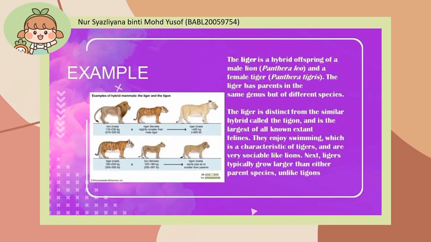The other example of species cross is liger. A liger is a hybrid offspring of a male lion and a female tiger. The liger has parents in the same genus but a different species. The liger is distinct from the similar hybrid called the tigon and is the largest of all extant felines. They enjoy swimming, which is a characteristic of tigers, and are very sociable like lions. Next, ligers typically grow larger than either parent species, unlike tigons.